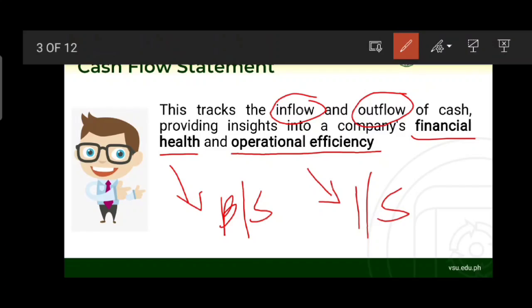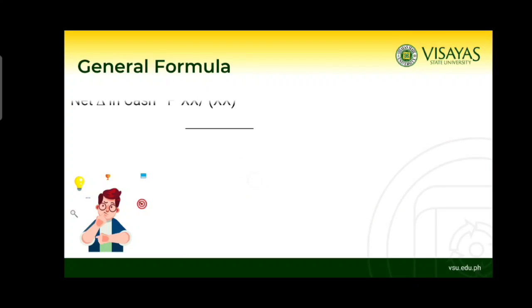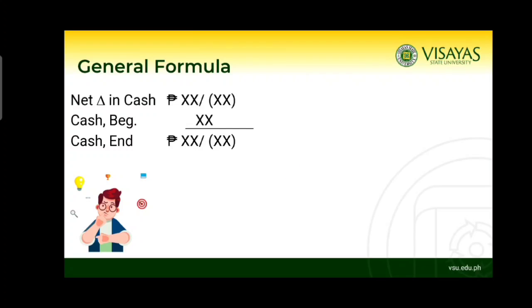The general formula of the cash flow statement is the net change in cash plus cash beginning would be the cash end. So the net change in cash will be determined in our cash flow statement. Then we add the beginning balance from the balance sheet. The answer should be our cash end.